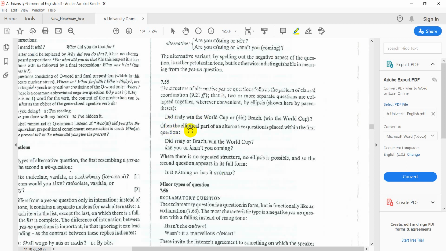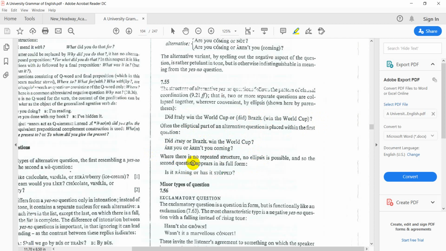So often, the elliptical part of an alternative question is placed within the first question. The first question is ellipted. So instead of saying, did Italy win the World Cup or did Brazil win the World Cup, it will be: Did Italy or Brazil win the World Cup? The second part is kept as it is, and the first part is ellipted. Are you or aren't you coming? See, I ellipted the first part.